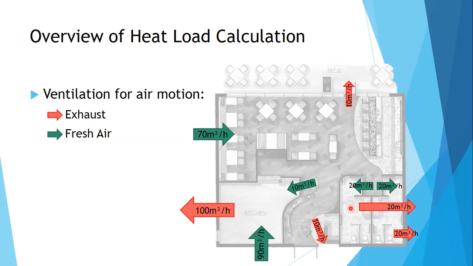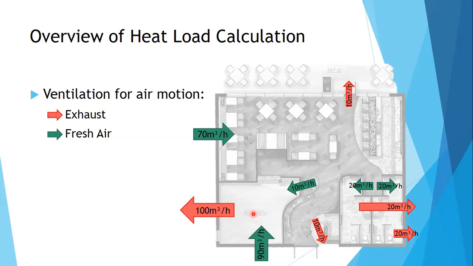Another example is this toilet area. In this toilet area example, there's 40 cubic meters per hour of air being exhausted out. You would also need to put in 40 cubic meters per hour of fresh air. So if you add up all these green arrows, 70 plus 90 is equal to 160. It should total to your exhaust air, 100 plus 10, 110, 120, 140, 160. Energy in is equal to energy out. You have to have your energy balance.